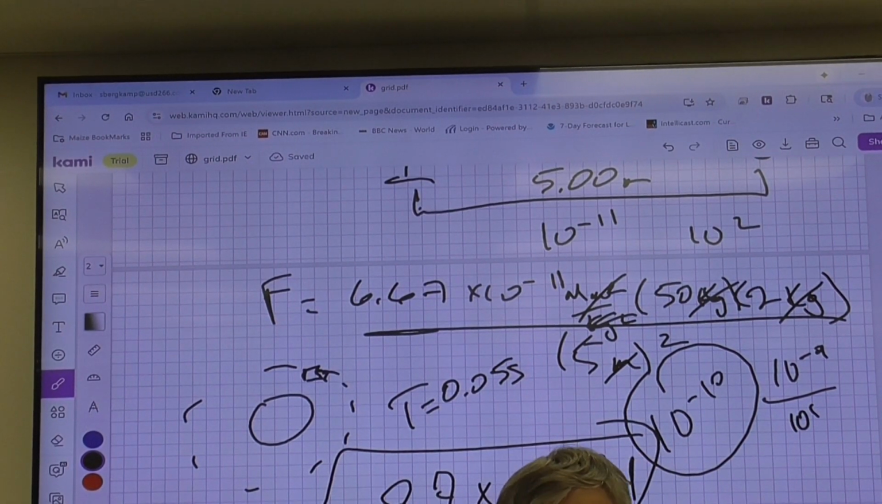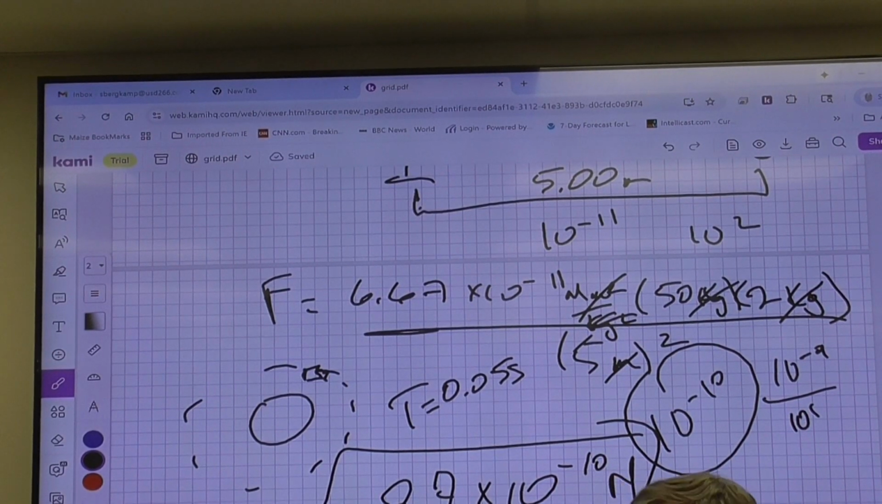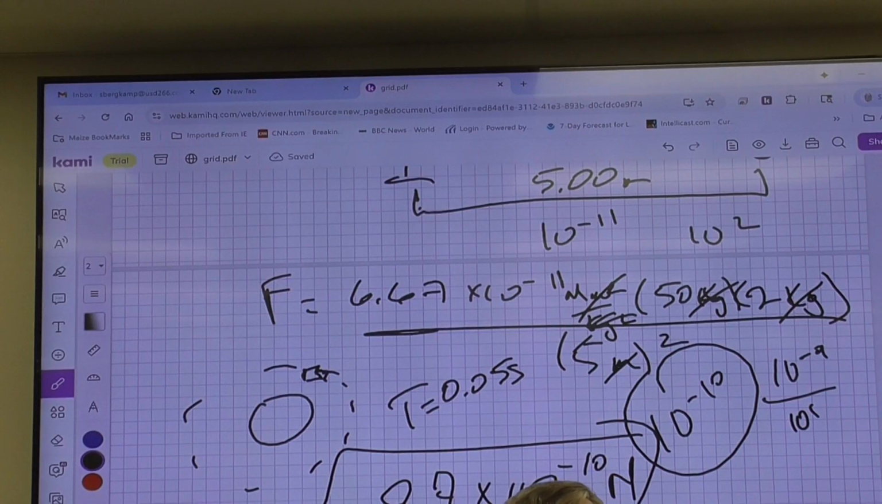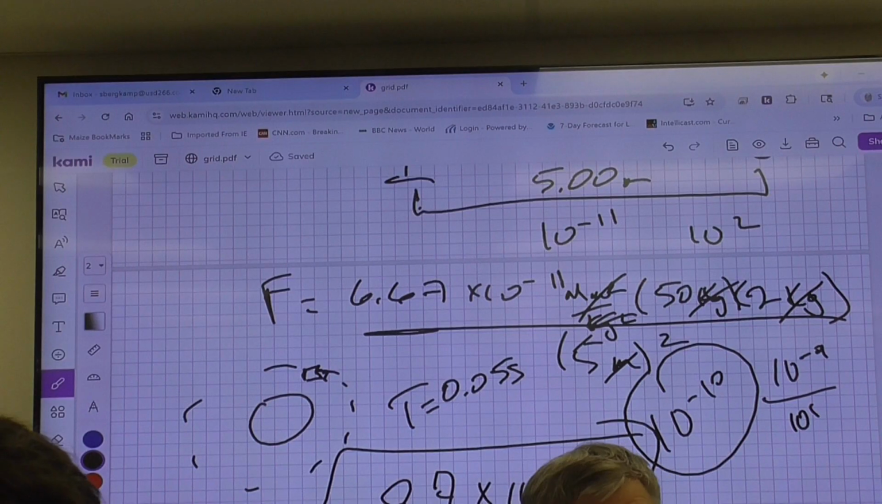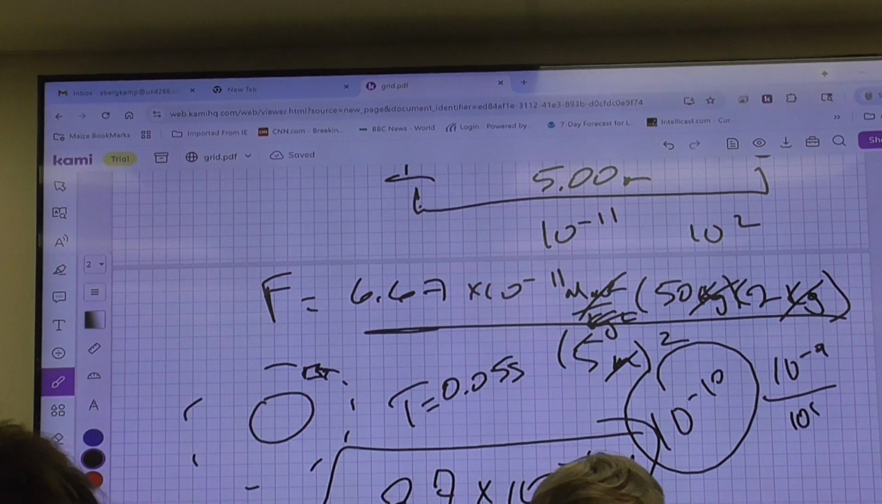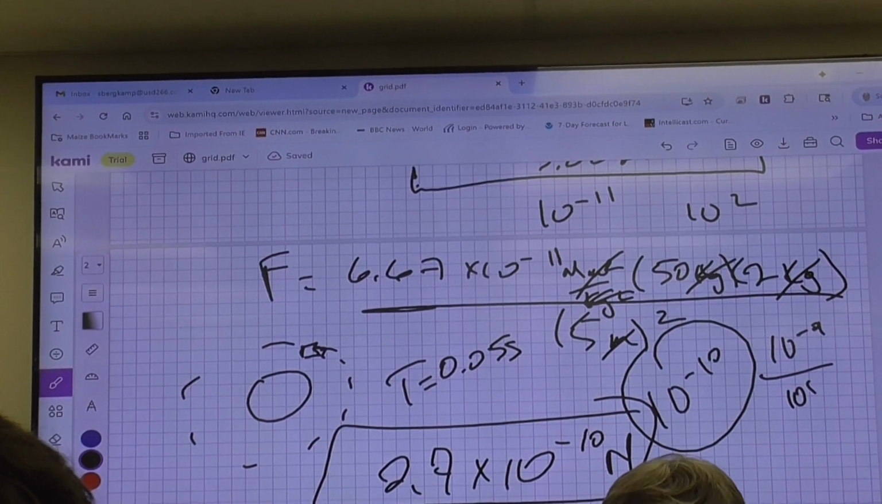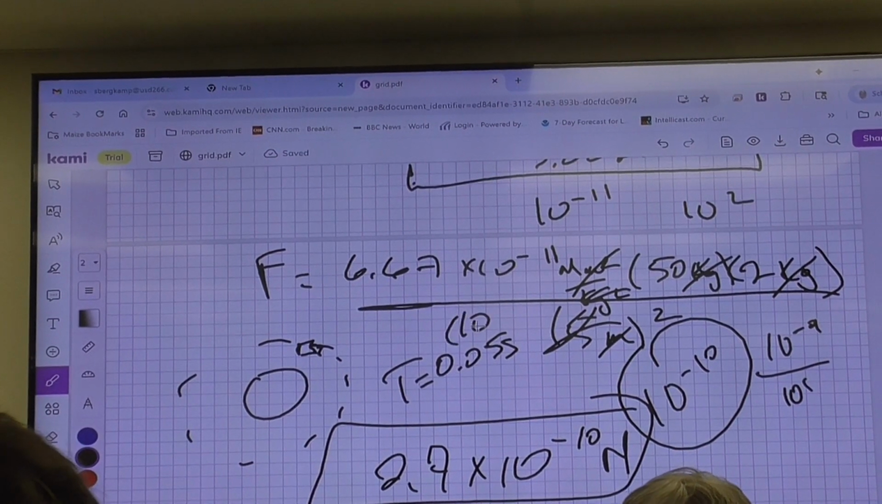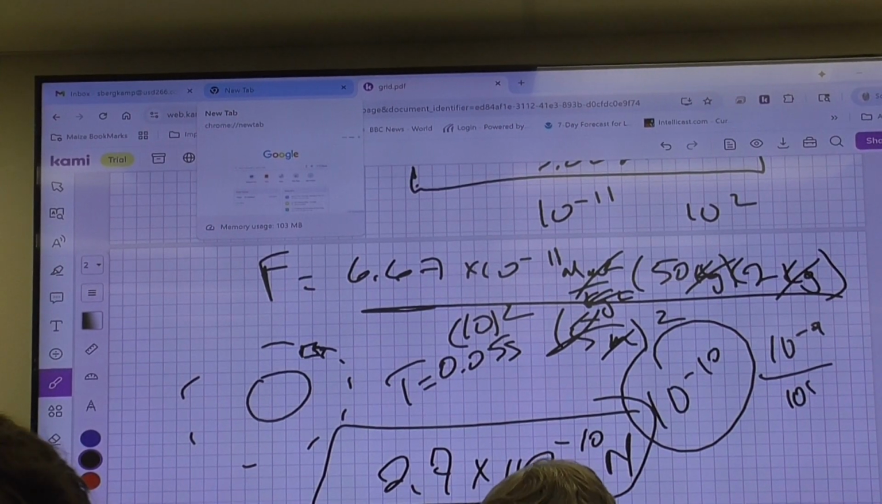But now, let's say Ava goes, I feel that. This is bad. I don't want to feel that force as much. So if Ava wants to decrease the gravitational force between her and the fire extinguisher, what's she going to do? Get closer or move further away? Further away. So let's say she doubles the distance, from 5 to 10.